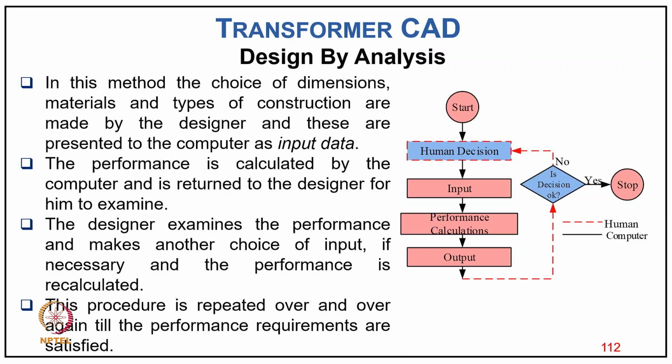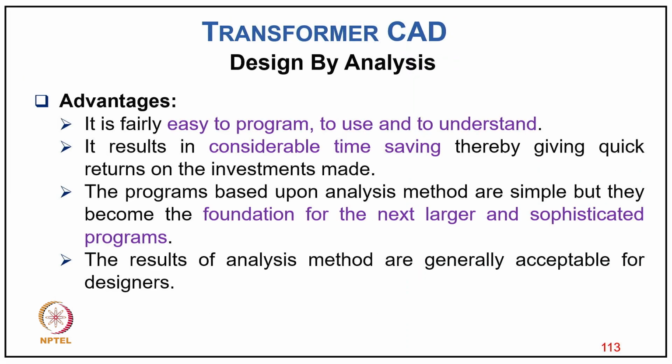So in this method, the choice of dimensions, material, and types of construction are made by the designer, and these are presented to the computer as input data. The performance is calculated by the computer and returned back to the designer for him or her to examine. The designer examines the performance and makes another choice of input if necessary. The performance is recalculated, and this process is repeated over and over again until the performance requirements are satisfied.